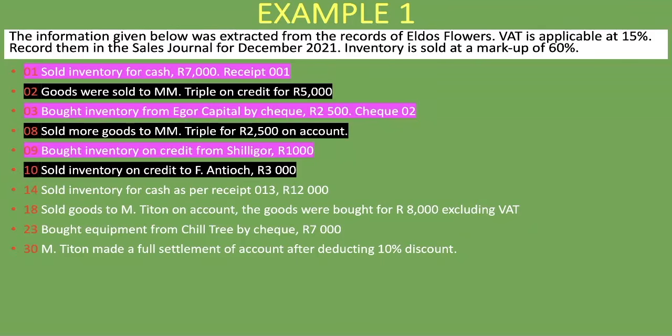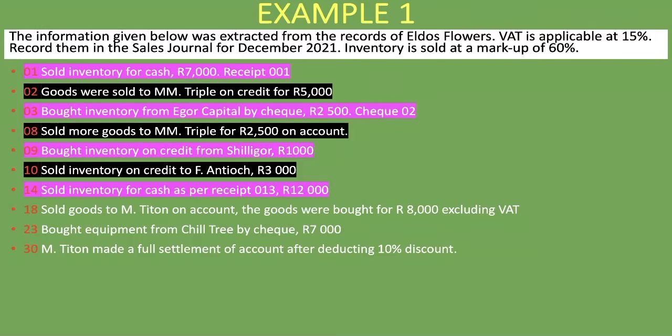And then on the 14th, we sold inventory for cash as per receipt 013, 12,000 rand. So what did you do here? You sold inventory and you sold it for cash. Now, does this go into our sales journal? Well, if you answered no, you'd be correct. The reason why it does not go into our sales journal is because it was sold for cash and not on credit. The sales journal records only what we sold on credit. So let's highlight that one in purple, as it does not go into our sales journal.